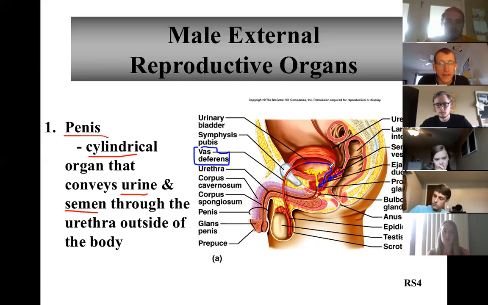Somewhere in here, you technically change names to ejaculatory duct. I'm not that concerned that you guys have that memorized. But then they converge right here, and we are at the urethra. And the urethra is going to carry what it needs to carry outside of the body that way. So any questions about that, or does that kind of make sense? Cool. All right, cool. Moving on.